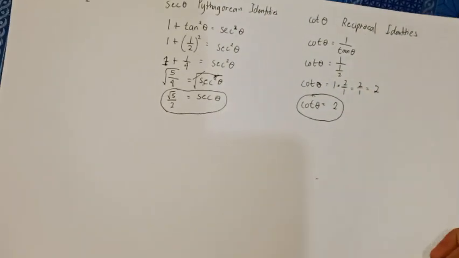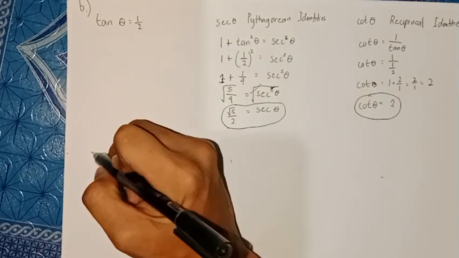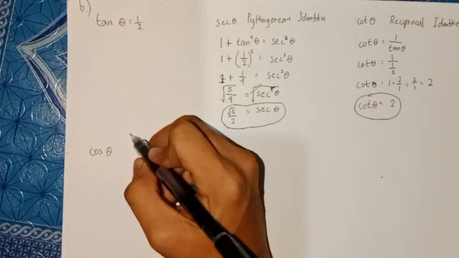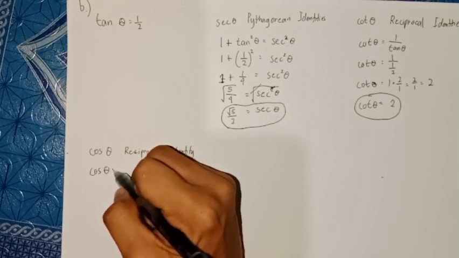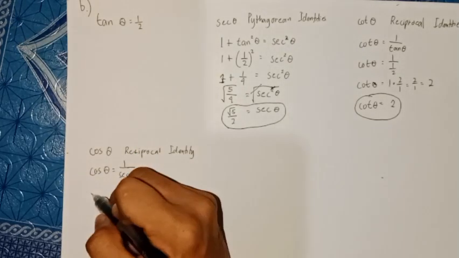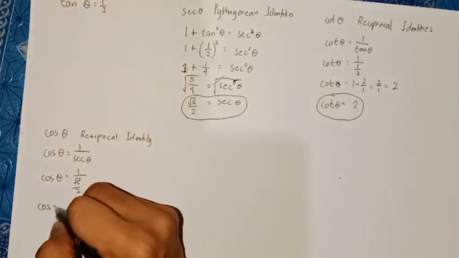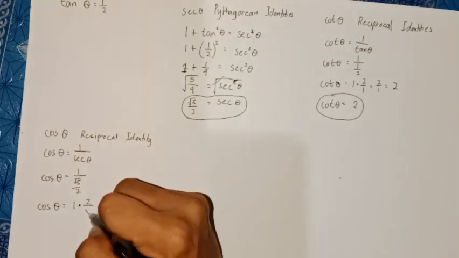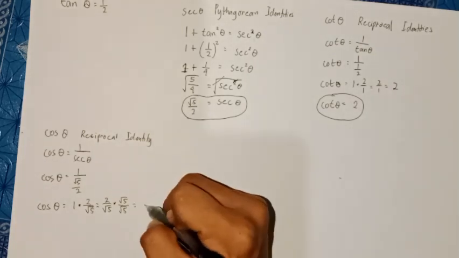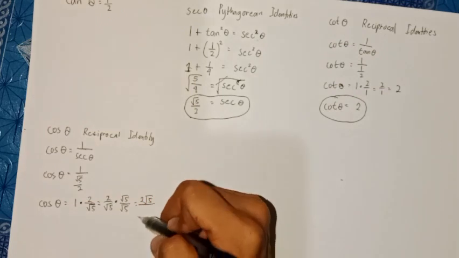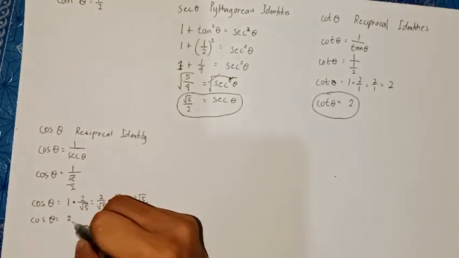Next, since we already have the secant theta, we can find the cosine. So cosine theta by using the reciprocal identity. Cosine theta is equal to 1 over secant theta. Just substitute. Cos theta is equal to 1 over square root of 5 over 2. The reciprocal, we have 2 over square root of 5. Rationalize: square root of 5 over square root of 5. 2 times square root of 5, we have 2 square root of 5 over square root of 5 times square root of 5, which is square root of 25. Square root of 25 is 5. This is now our cosine theta, equal to 2 square root of 5 over 5.